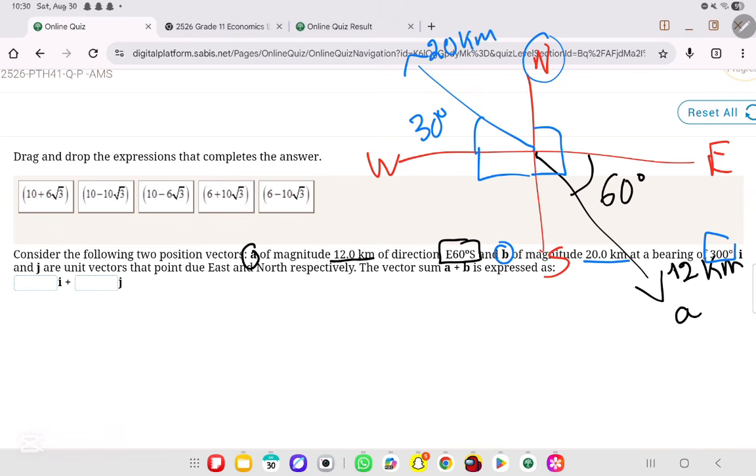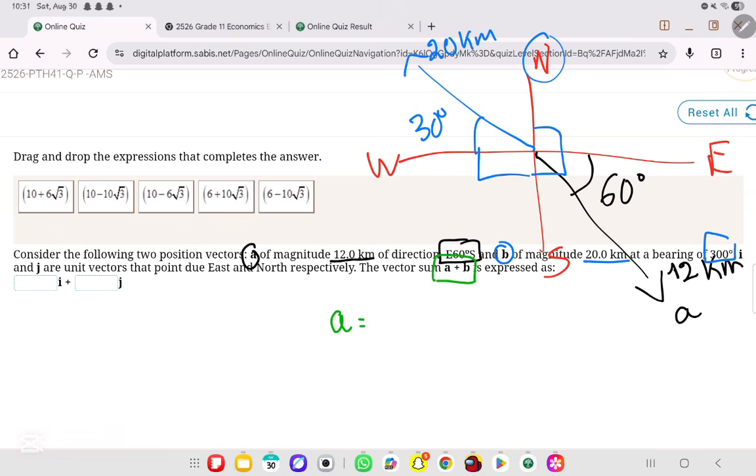Okay, so this is what it looks like. Now here is why we needed to sketch. They want us to find the sum of A plus B expressed in unit vectors, or expressed in Cartesian method. So in order for us to do it in the Cartesian method, we will first need to change A and B into Cartesian. Let's first of all start with A.